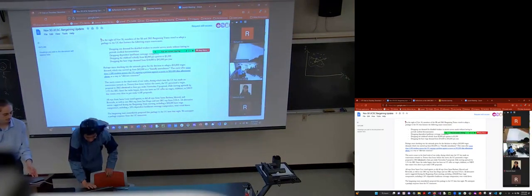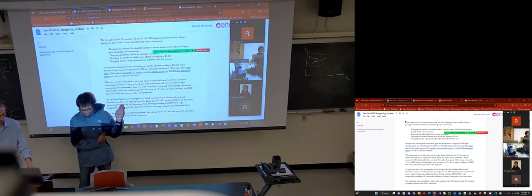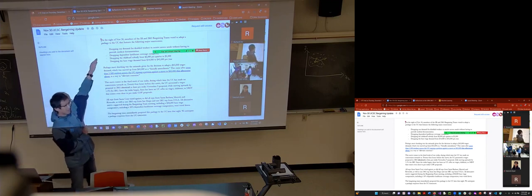Last night, the SR and our bargaining team voted to adopt a resolution to the UC administration that offers the following major concessions, which means they gave up their demands on the following four points.